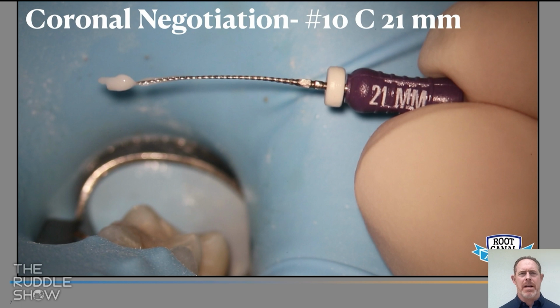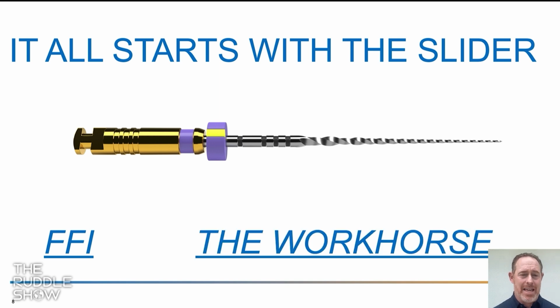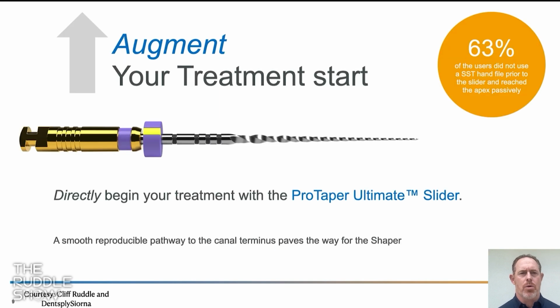So I always start with my 10C shorty, make sure I've got a nice open canal in the coronal third. Then I go in with my slider, okay? I say it's the first file in, I mean it's the first rotary file in the canal, and this is really the workhorse, okay? Now, what do I mean by that? I'm going to show you why I call this file the workhorse. All right, so remember, we're using this file instead of a 10K hand file or C file to negotiate to patency, okay? To negotiate down to working length.